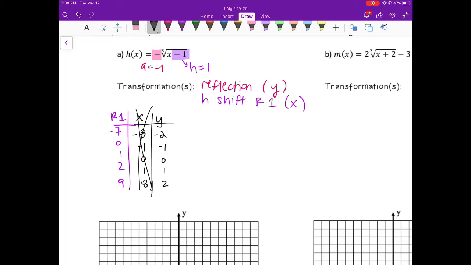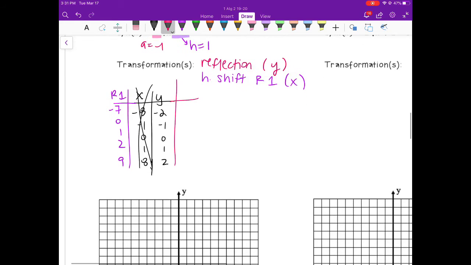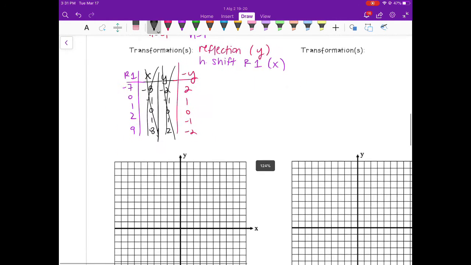Throw those old x coordinates out the window. And then we will do our reflection next. That's your y coordinate transformation. So you just take each y coordinate and change the sign. Basically, you make it negative. So +2, +1, 0, -1, and -2. So interestingly enough, same numbers, just in the reverse order.